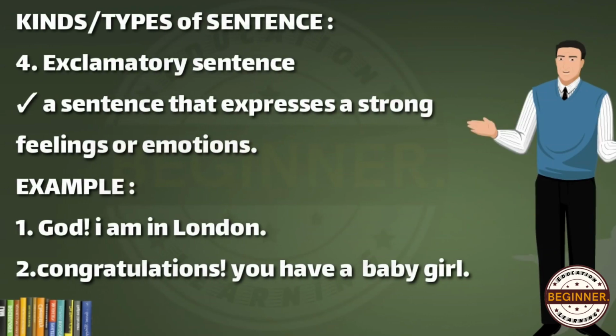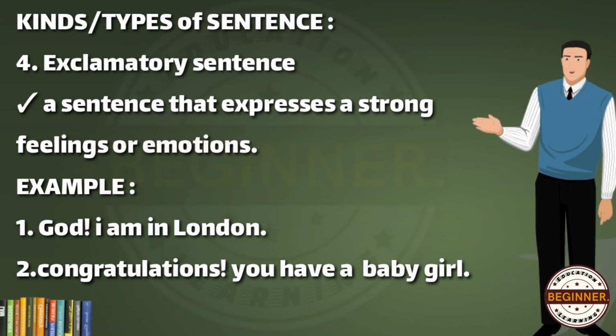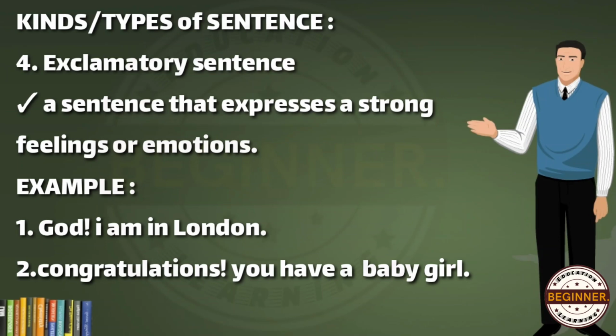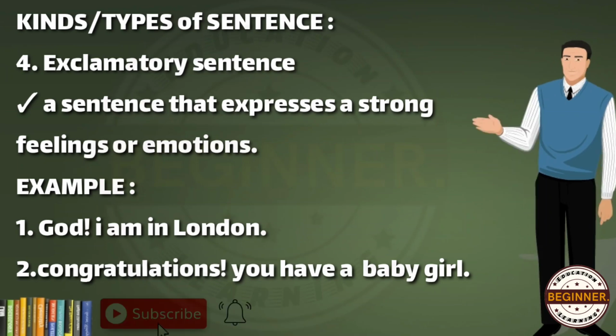Number four and the last kind of sentence is the exclamatory sentence. What is an exclamatory sentence? A sentence that expresses strong feeling or emotion is called an exclamatory sentence.